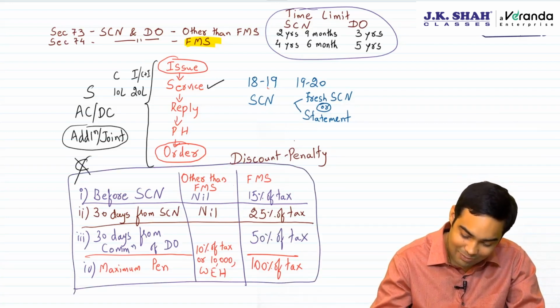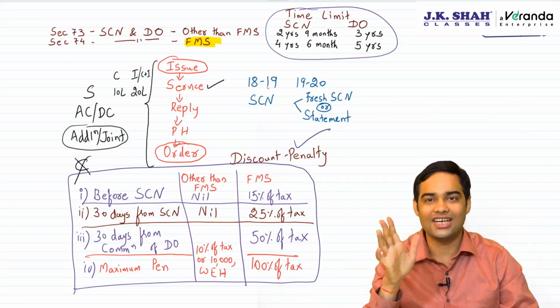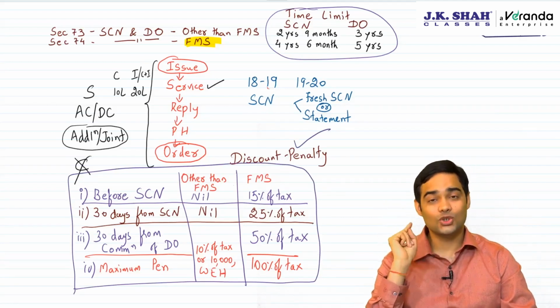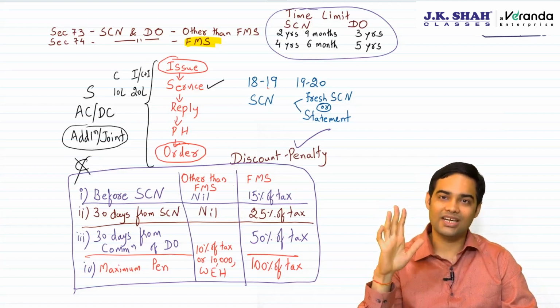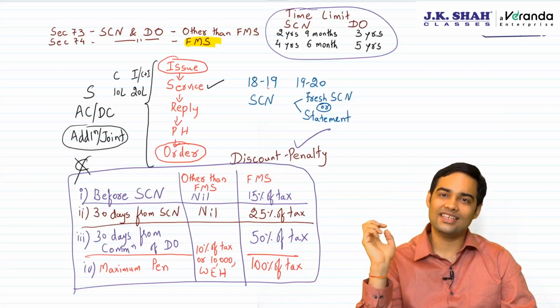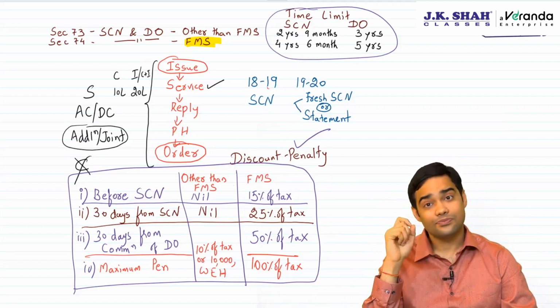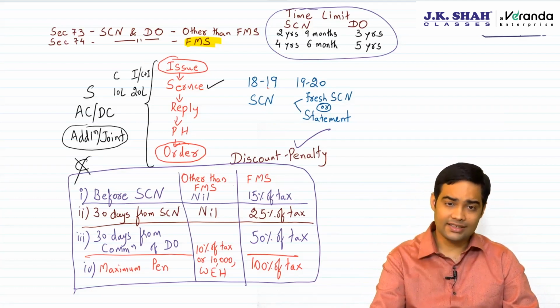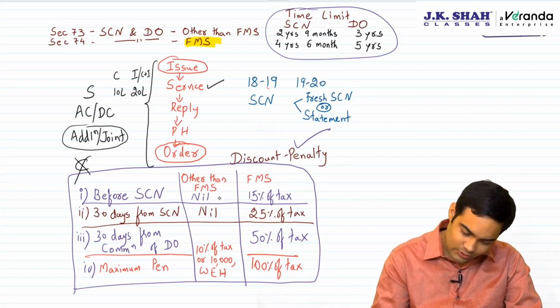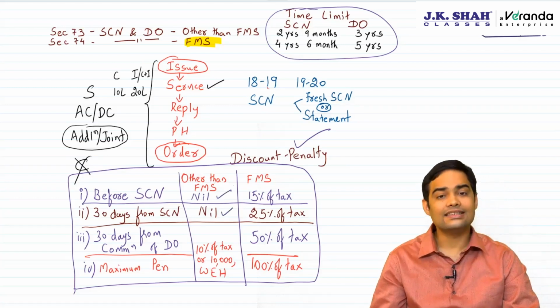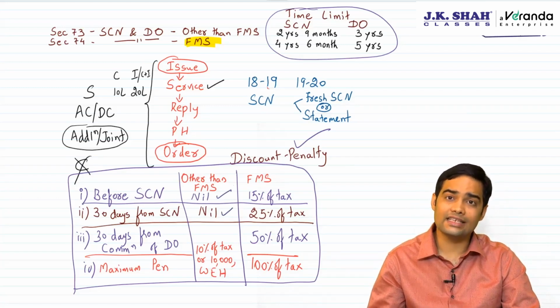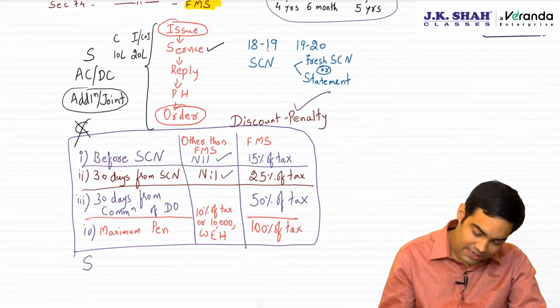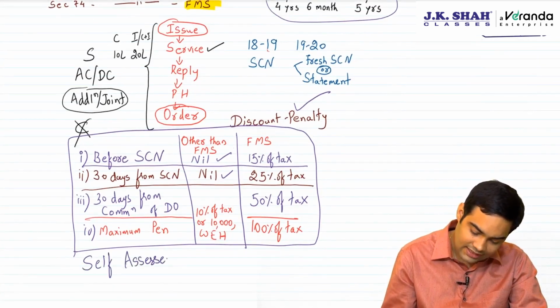I again repeat, don't forget the benefit is not on tax and interest. Plus, you should pay tax, interest and applicable penalty, that is reduced penalty, has to be paid. Only then this is available. Now, one important thing. This other than FMS, you can see nil and nil. This nil and nil benefit is not available in case a person has not paid self-assessed tax.